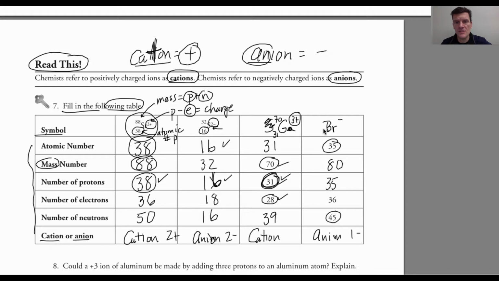Our symbol, if I was to complete this here, remember we put the atomic number down here, 35, and we put the mass number up here of 80, and there's our charge of -1 written. Okay?